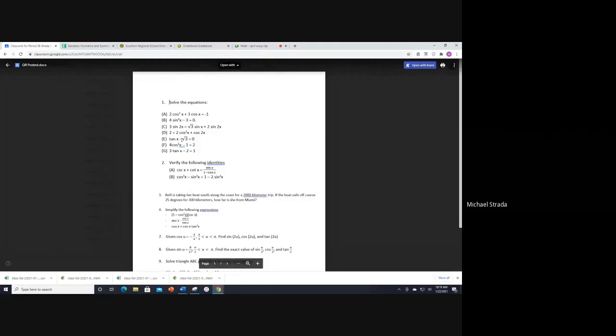We're going to do numbers 1 and 2, the solving the equation ones and the verifying the identities. We will go over that part on Monday, 1 and 2. It doesn't mean you have to submit it by Monday. We're just going to go through them.